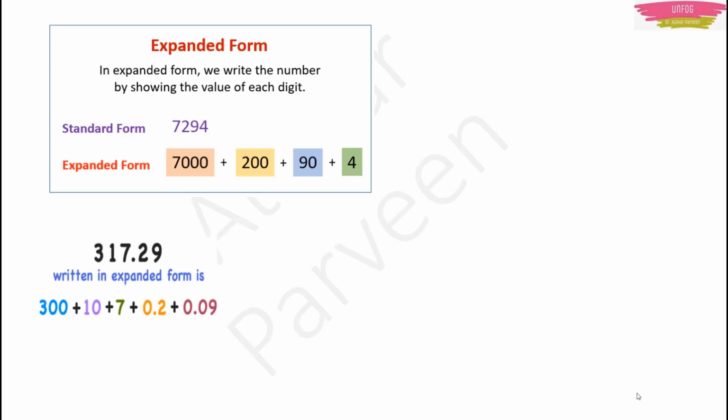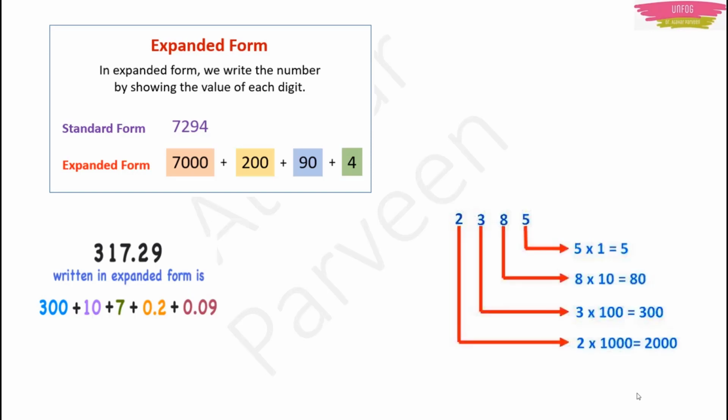Now another example. You have a number with a decimal point, 317.29. How can you expand this number? The whole number 317 you expand as it is. Here 3 is in the place of 100, 1 is in the place of 10 and 7 is in the place of 1. But then for the decimal part, you go in the opposite direction. Here you write 0.2 for 2 and 0.09 for 9. This is how you expand a decimal number. So basically, when you expand a number, you write its place value in that place.